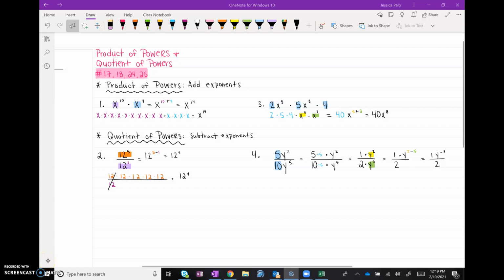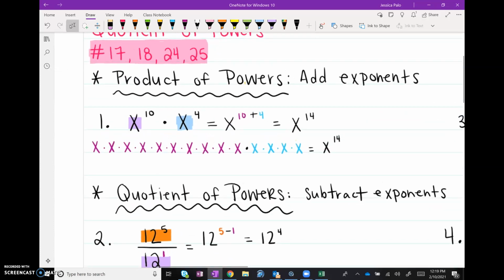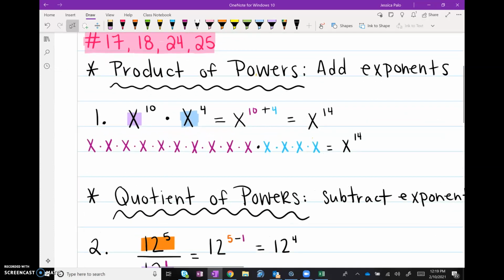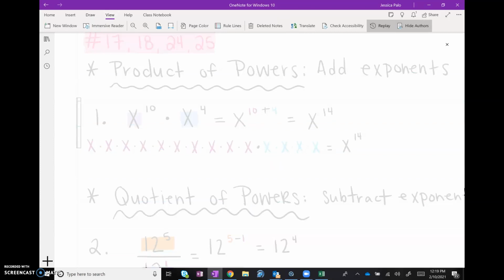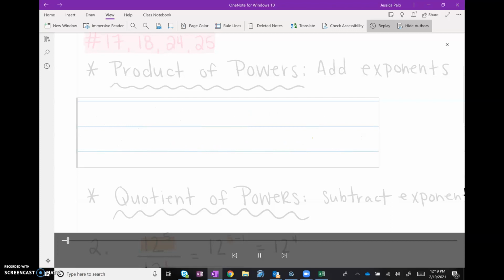Last week, we reviewed the product of powers property and the quotient of powers property. Then you had 4 problems to do to demonstrate what you already knew. So just to review, the first thing we went over was the product of powers property with no coefficients. So we had the problem x to the 10th times x to the 4th.